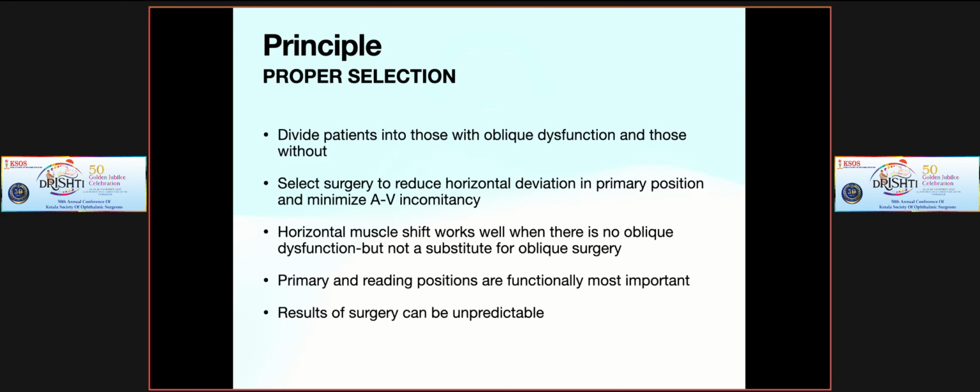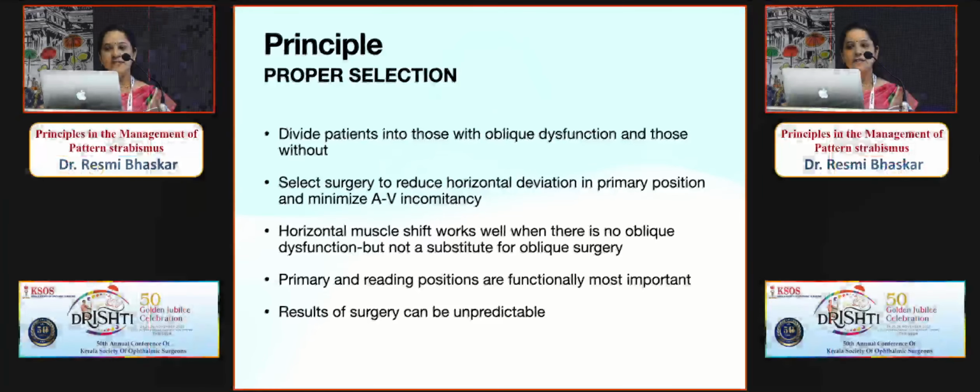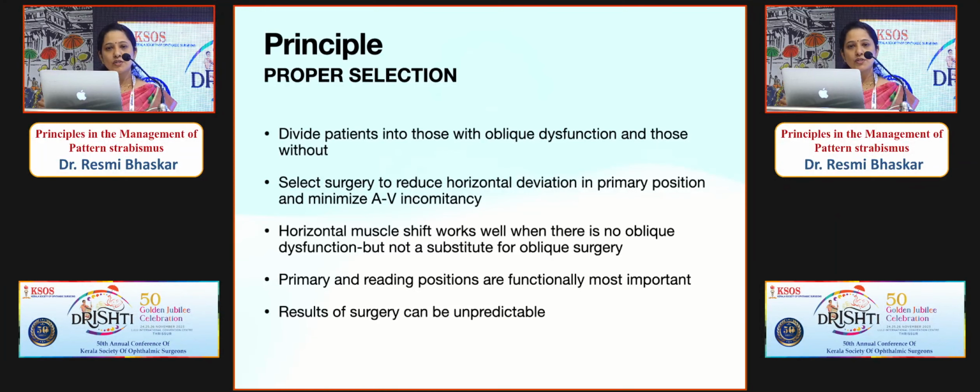So the basic principle is, when you are planning for a correction, you have to divide the patients into two, those with oblique dysfunction and those without, and select a surgery to reduce the horizontal deviation in primary position and also to minimize the AV incomitancy. The horizontal muscle shift works well when there is no oblique dysfunction. Primary and reading positions are functionally most important, and the results of the surgery can be unpredictable.